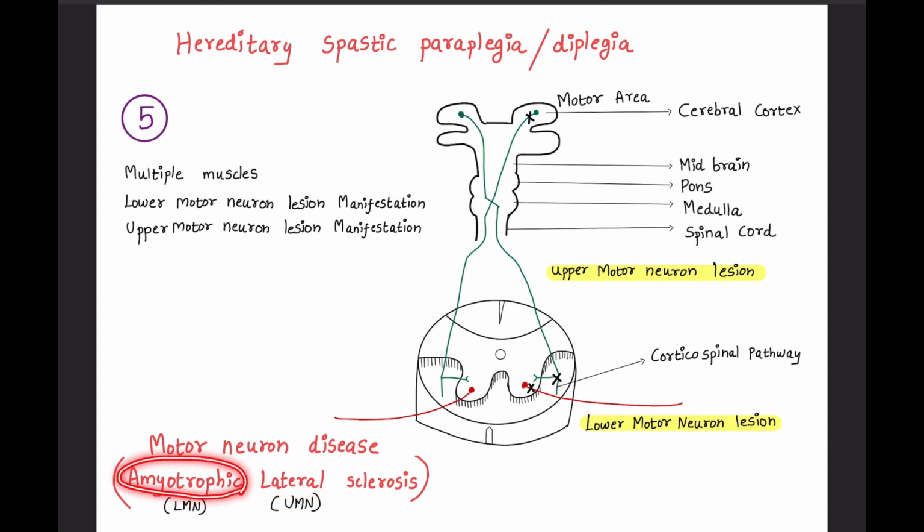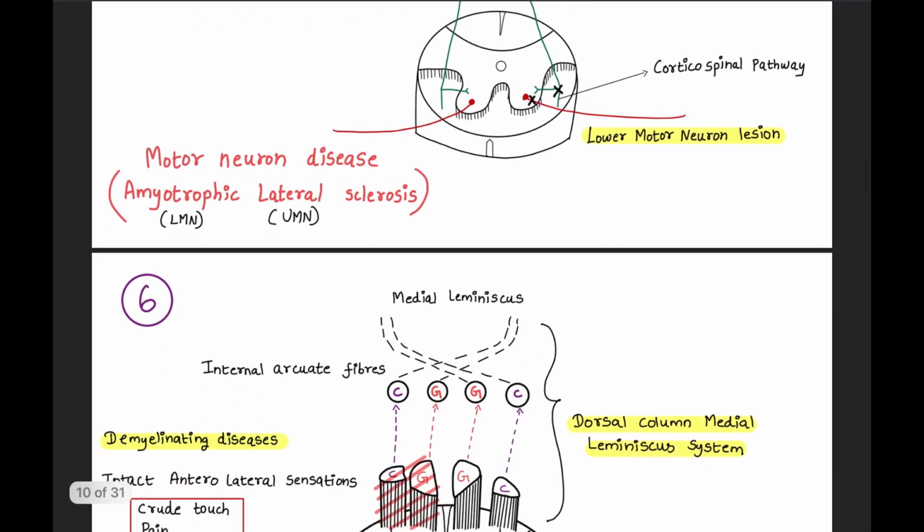Amyotrophy means wastage of muscles or muscle atrophy. Amyotrophy is because of the involvement of the lower motor neuron. Lateral sclerosis is because of the involvement of the upper motor neuron. Let's see the next case.